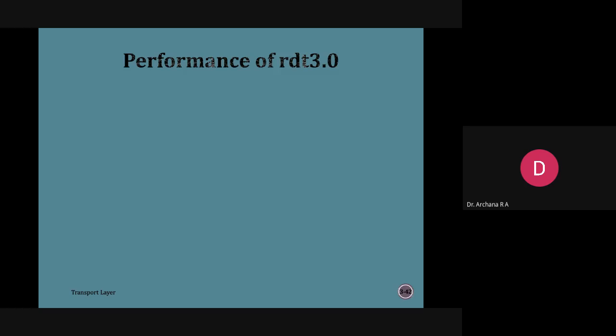That's why it is called RDT 1.0, RDT 2.0, 2.1, 2.2, and RDT 3.0. Total 3 versions, and again there are subversions. In 1.0 there is no subversion. With respect to RDT 2, there is RDT 2.0, 2.1, 2.2, and with respect to RDT 3, there is only one version, that is RDT 3.0.